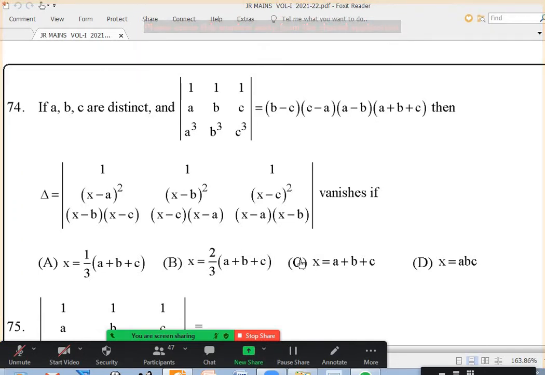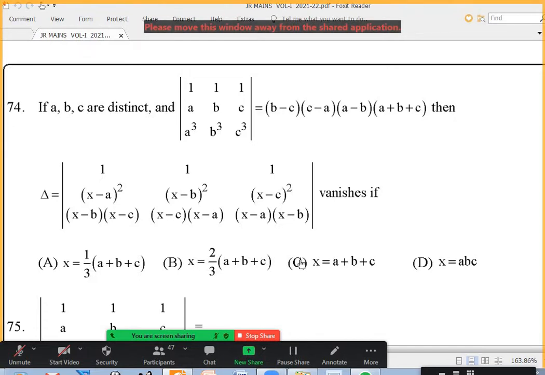The determinant has rows: 1, 1, 1; (x minus a) whole square, (x minus b) whole square, (x minus c) whole square; (x minus b) into (x minus c), (x minus c) into (x minus a), and (x minus a) into (x minus b).